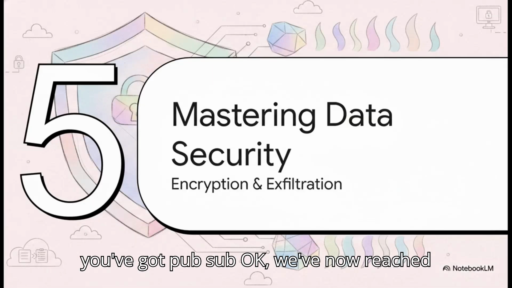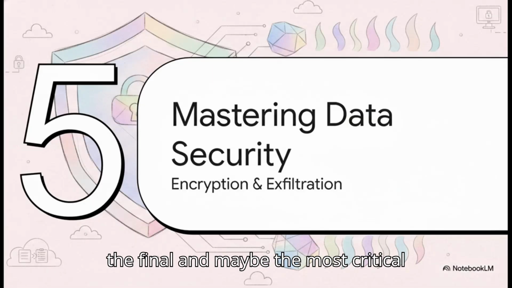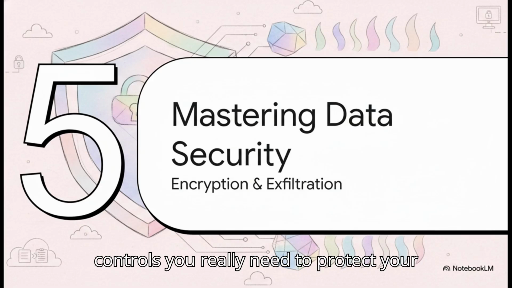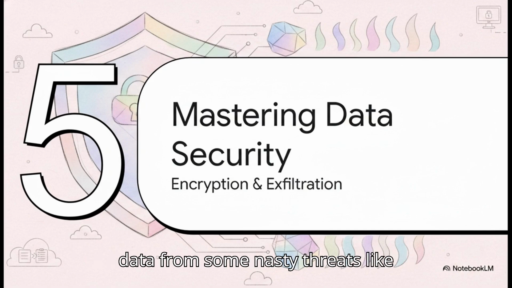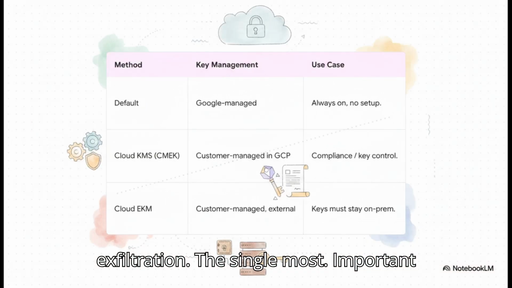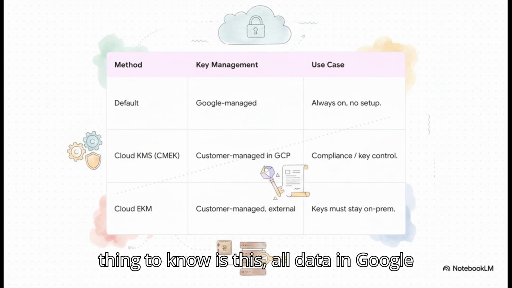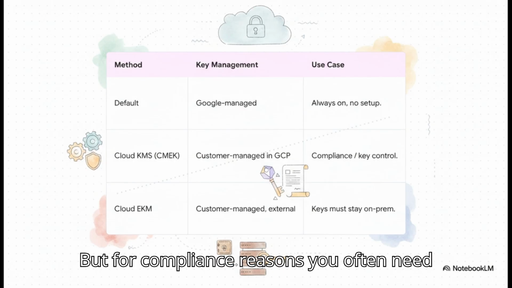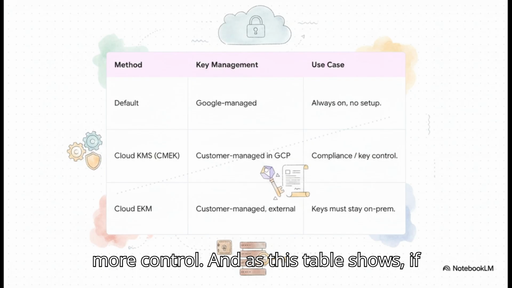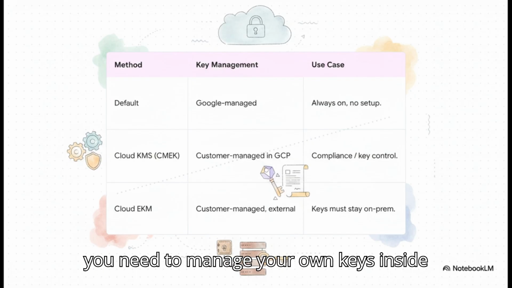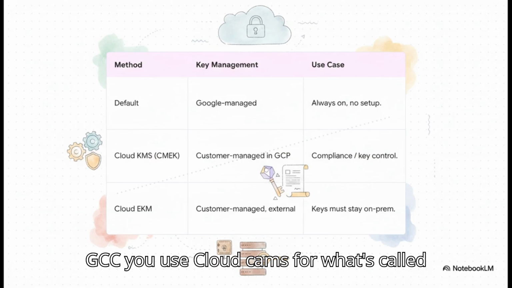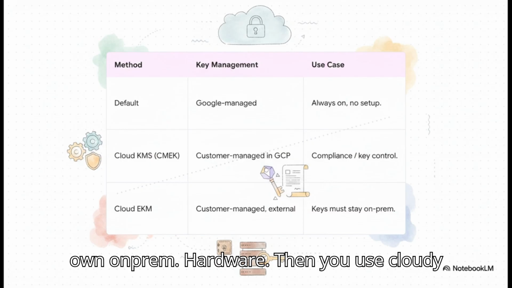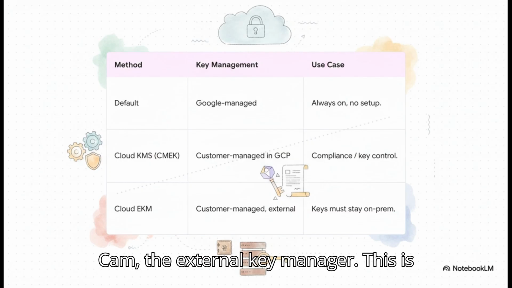Okay, we've now reached the final, and maybe the most critical, part of our toolkit: mastering data security. So let's talk about the advanced controls you really need to protect your data from some nasty threats, like unauthorized access and data exfiltration. The single most important thing to know is this: all data in Google Cloud is encrypted at rest by default. Period. Full stop. But for compliance reasons, you often need more control. And as this table shows, if you need to manage your own keys inside GCP, you use Cloud KMS for what's called Customer-Managed Encryption Keys, or CMEK. And if those keys can never leave your own on-prem hardware, then you use Cloud EKM, the External Key Manager.